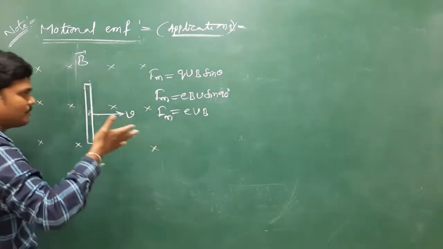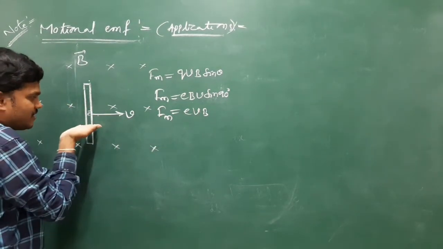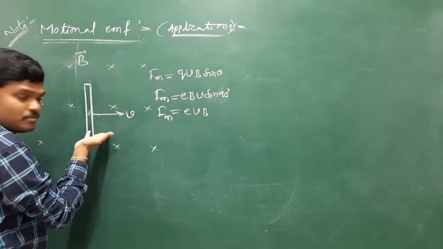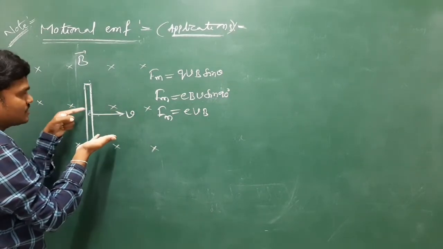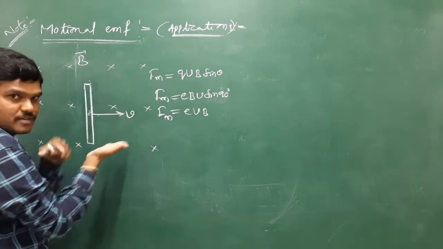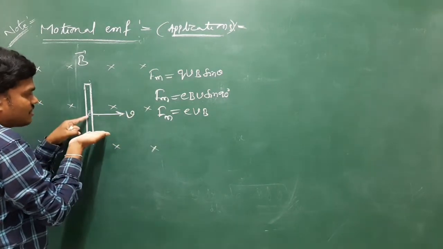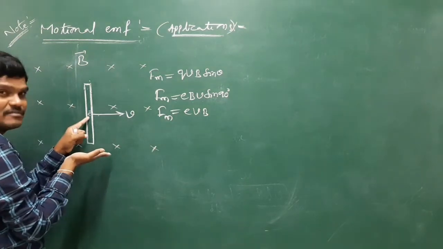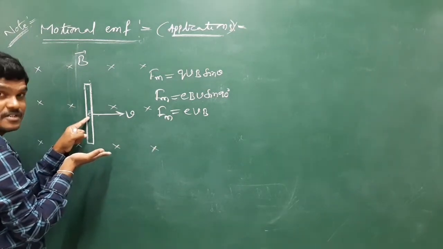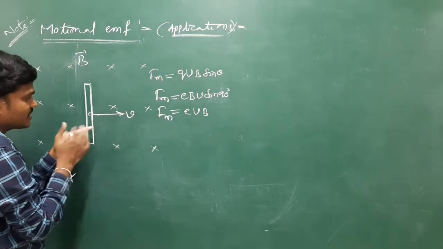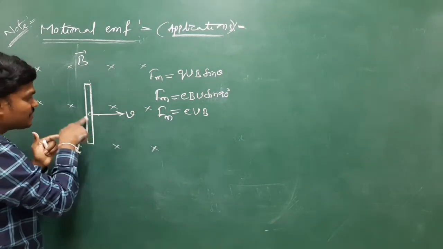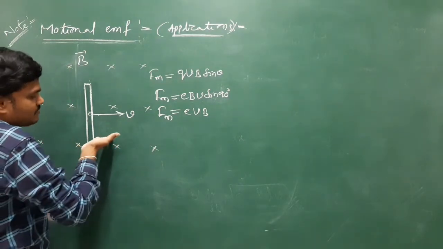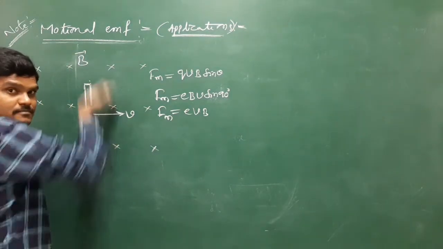By palm rule, the fingers are into the board. The magnetic field is into the board. The conductor is moving to the right side, the thumb shows the right side, and this charge experiences force upward. But see, this is an electron. It's not a positive charge. It's a negative charge, so the direction of magnetic force is reversed. If it is a positive charge, the direction of force is upward by palm rule.